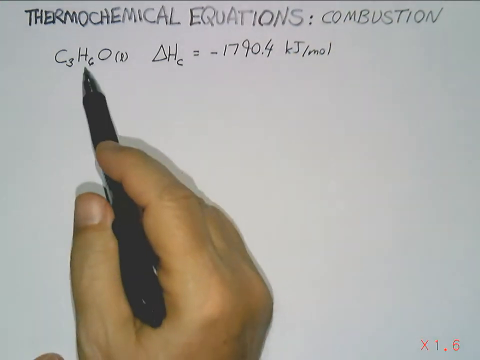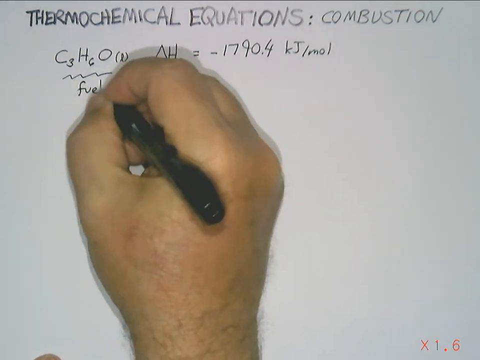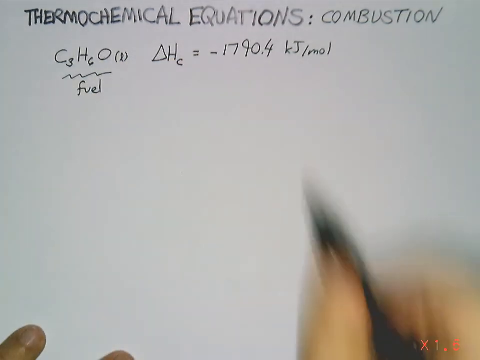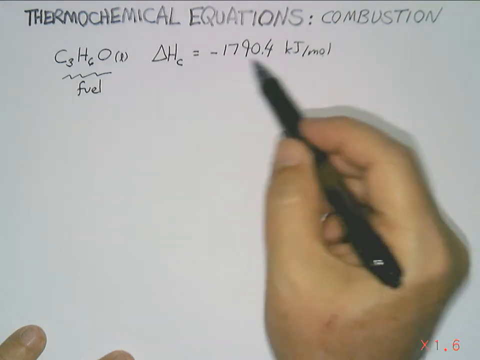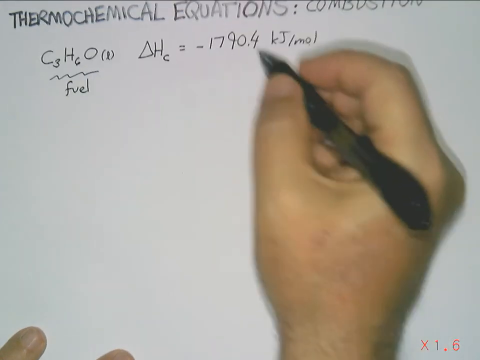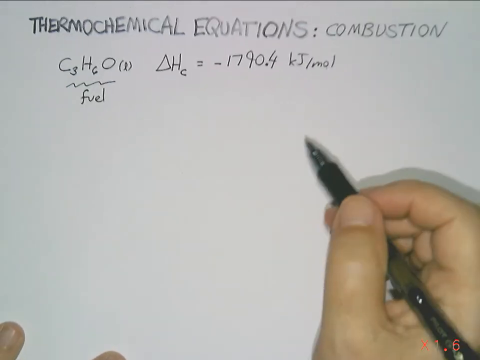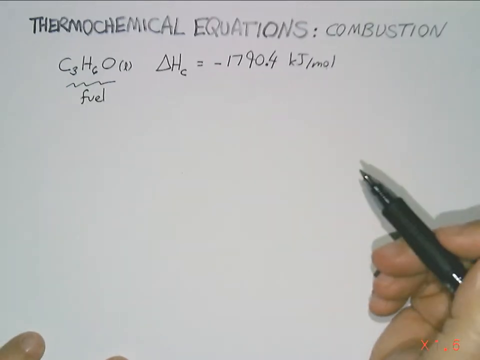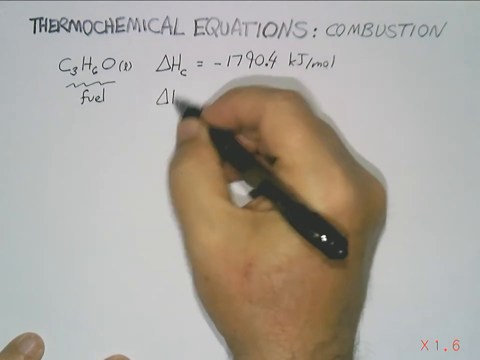It means that you have some sort of a material here. This compound is a fuel in a fire. They're going to burn this. And when they burn a mole of it, this is how many kilojoules it releases. It releases 1790.4. Now sometimes when you look this up in tables, they might list it like this.